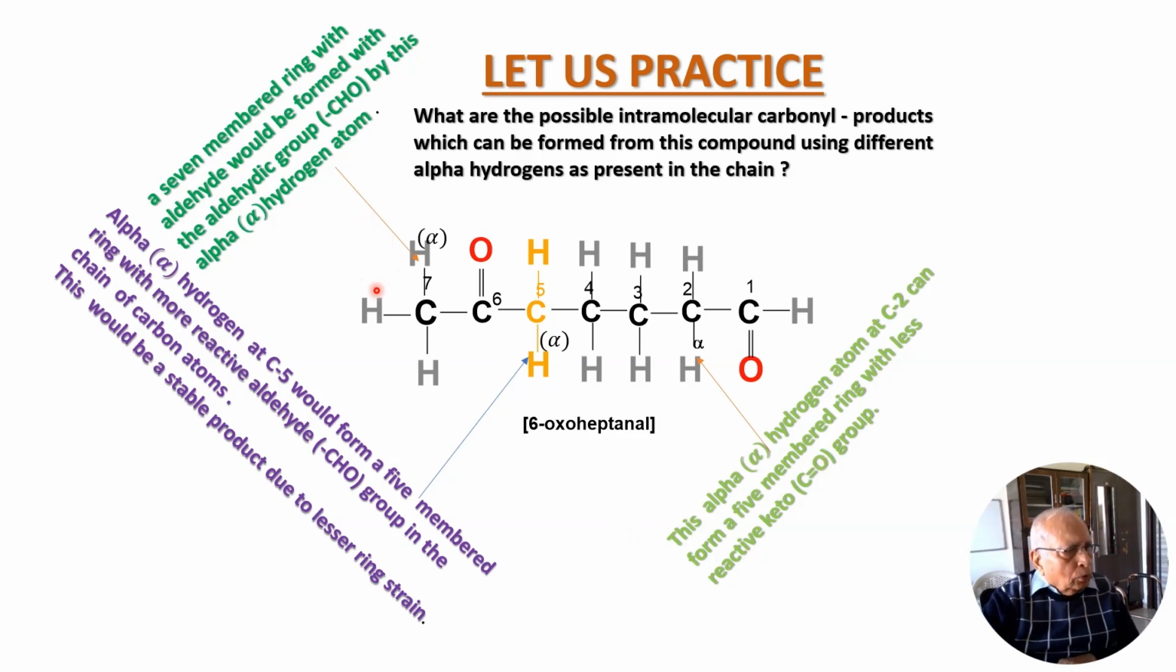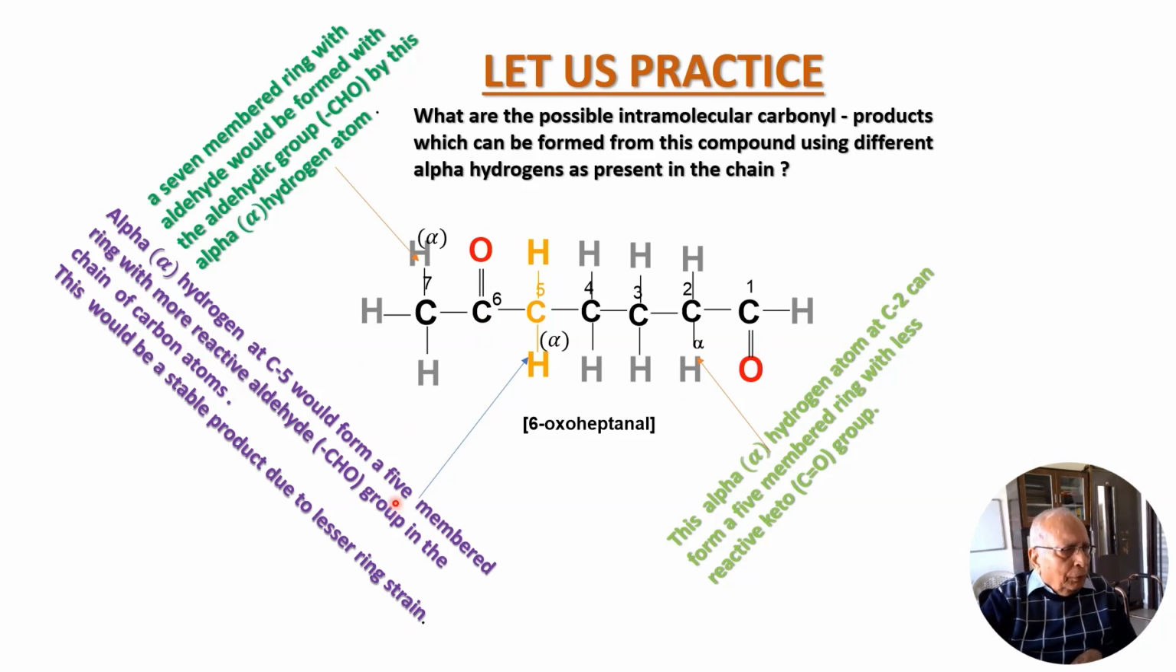Then there is another possibility where the alpha hydrogen at 7, by the side of the keto group or the oxo position, can form a 7-membered ring with the aldehyde group. And there is another alpha hydrogen at position 5. This is just by the side of the carbonyl group or the keto group, and there is an aldehyde group.